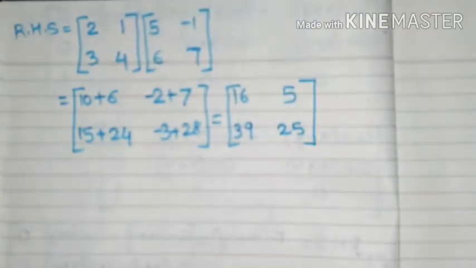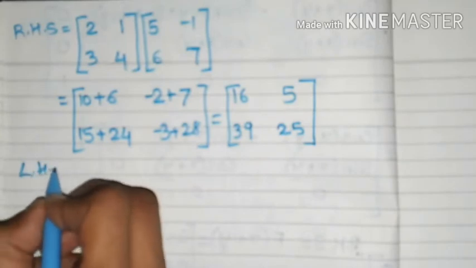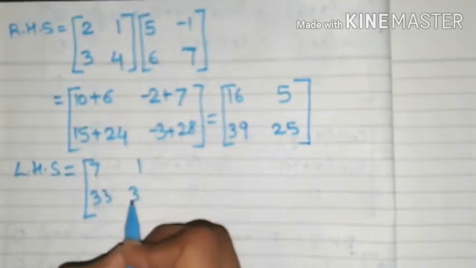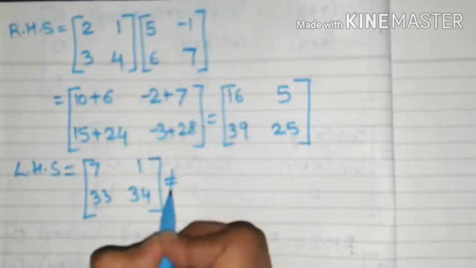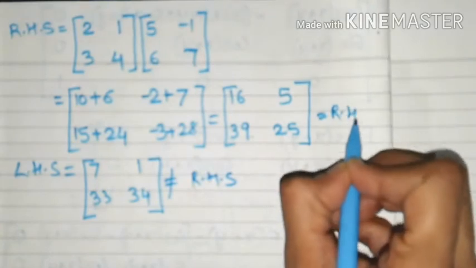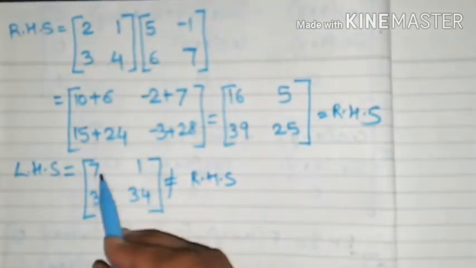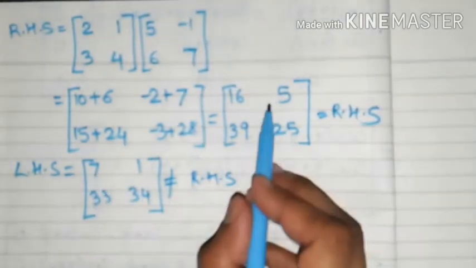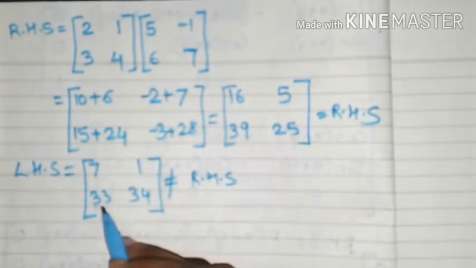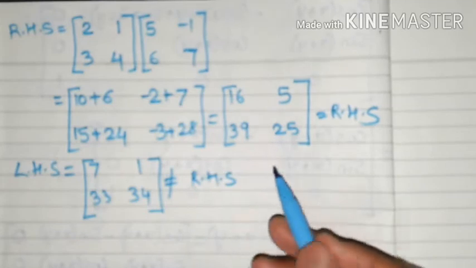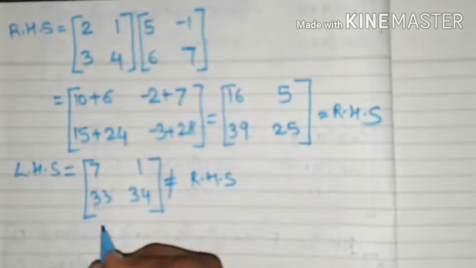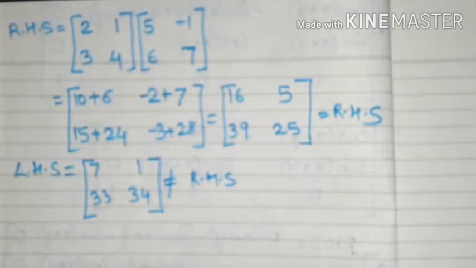So if you see, the LHS was nothing but 7, 1, 33 and 34, which is clearly not equal to the RHS, because this is the RHS. Why is it so? Because you can see the corresponding elements are not at all equal. So 7, 16, 1, 5, 33, 39, 34, 25, no way it is matching. So LHS is not equal to RHS and hence it is proved.